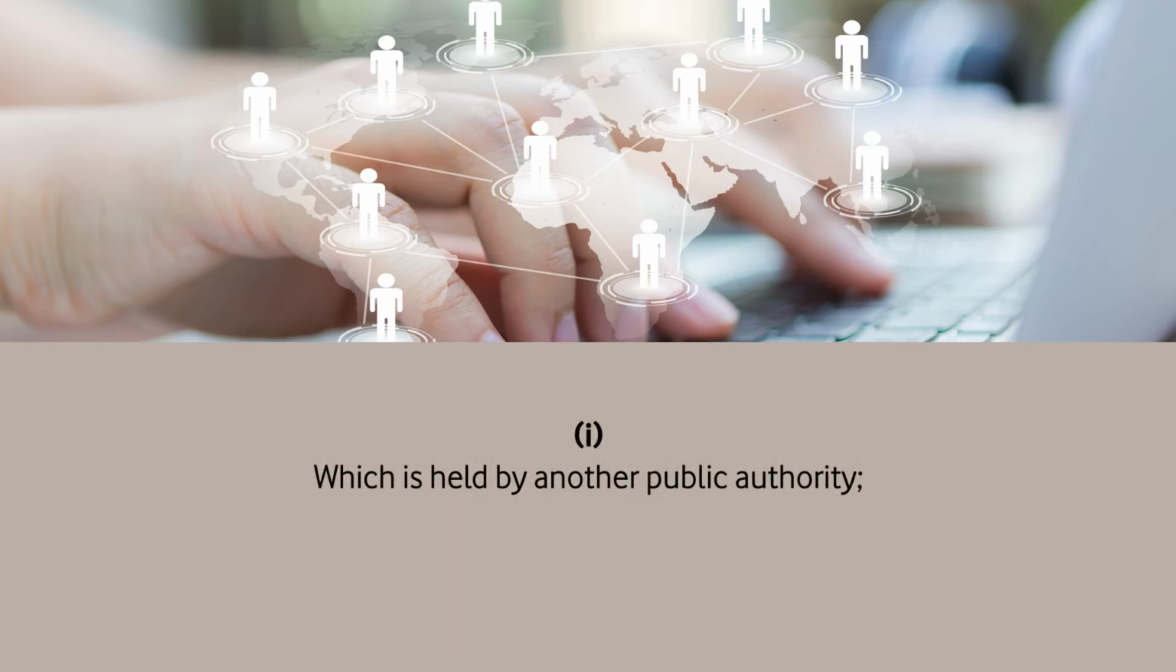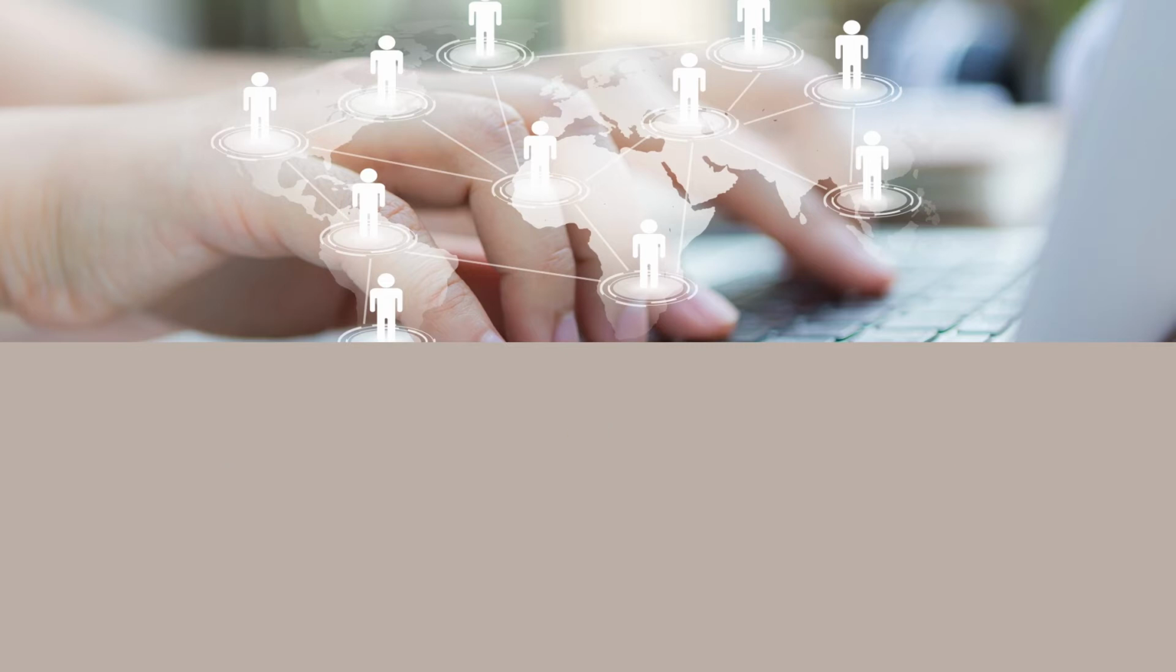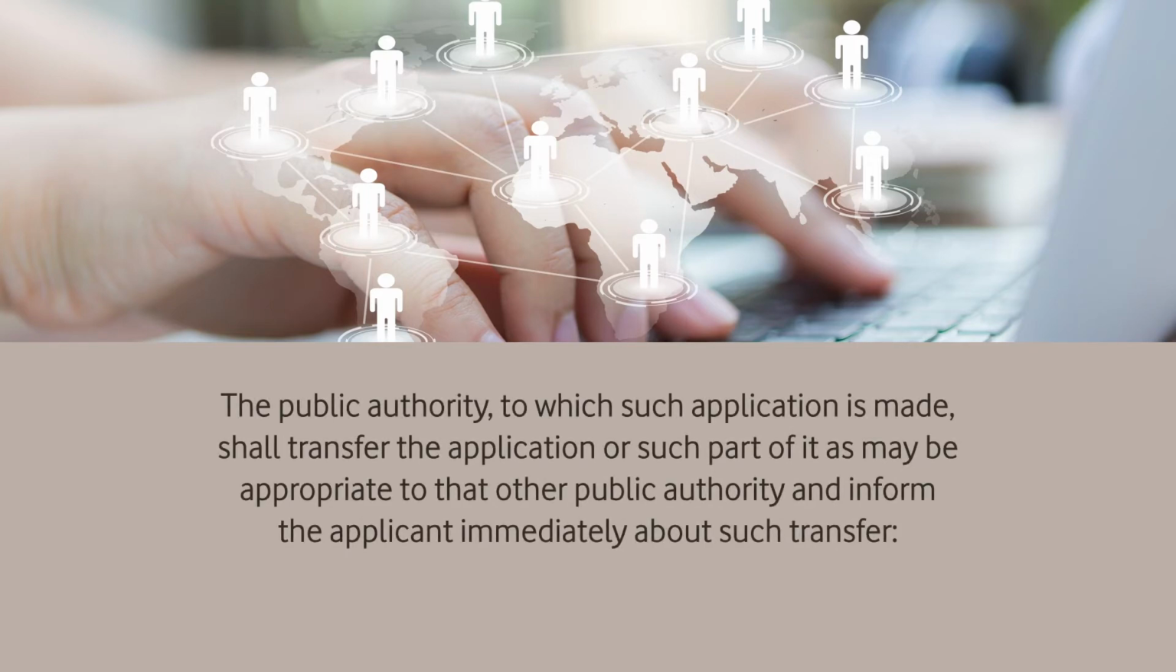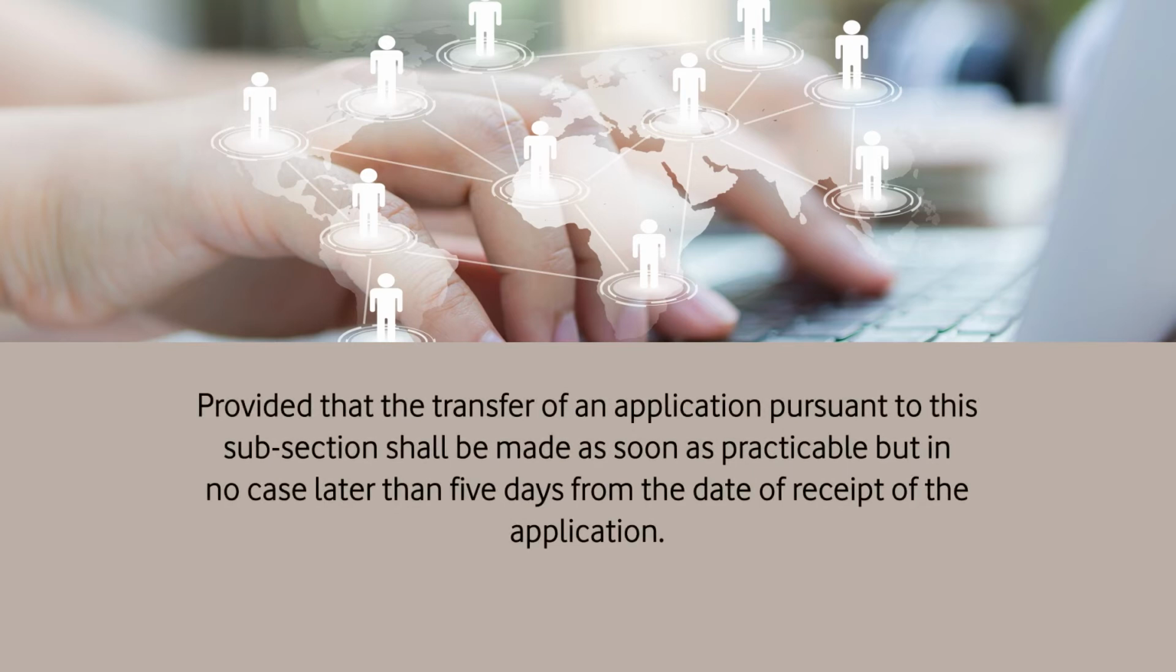Where the application is made to a public authority requesting for an information which is held by another public authority or the subject matter of which is more closely connected with the functions of another public authority, the public authority to which such application is made shall transfer the application or such part of it as may be appropriate to that other public authority and inform the applicant immediately about such transfer, provided that the transfer of an application pursuant to this subsection shall be made as soon as practicable, but in no case later than 5 days from the date of receipt of application.